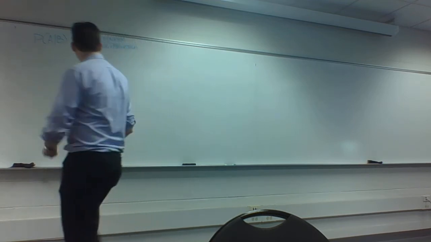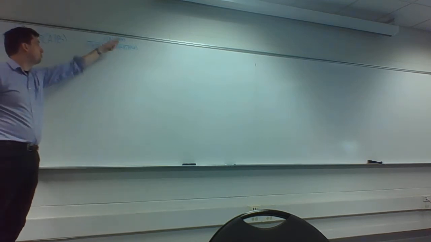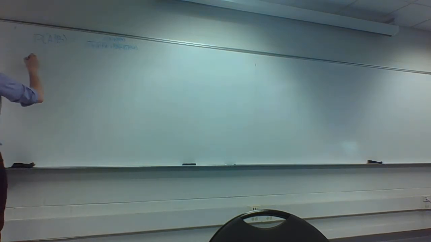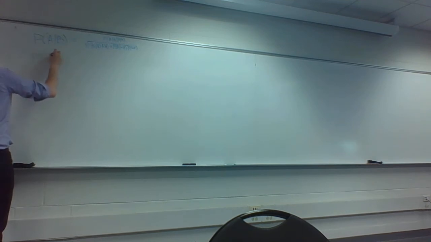So this is of course the conditional: assuming B is happening, what's the probability of A? This is just the probability of A. And what does the tilde mean? What does this mean? Not A.